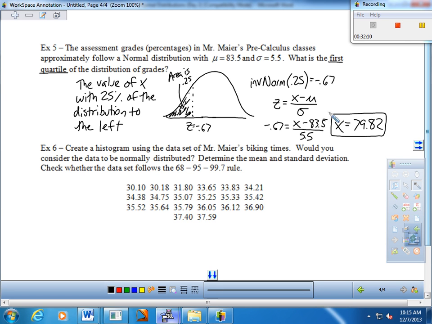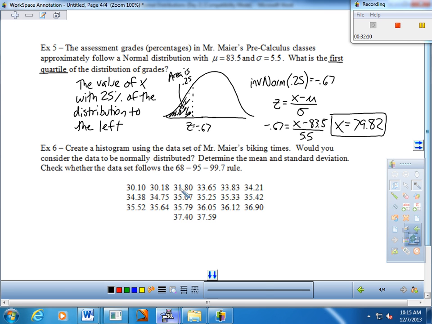Last one on the notes worksheet, example 6. It says, create a histogram using the data set of my biking time. So we have seen this before. Would you consider the data to be normally distributed? And then determine the mean and standard deviation and check whether the data set follows the 68, 95, 99.7 rule. Interesting. Well, let's go ahead and do this. And you do not have to create the histogram.